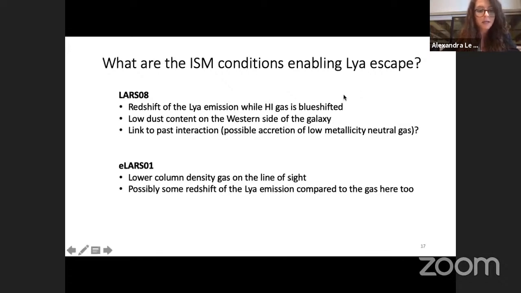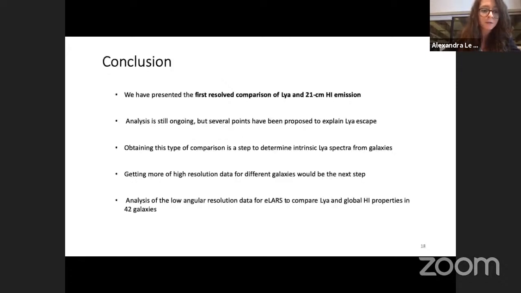Now for ELAS1, we seem to have lower column density gas on the line of sight and possibly some redshift of the Lyman-alpha emission compared to the gas seen where the Lyman-alpha is located on the moment map of the H1. And so to conclude, this is the first result comparison of Lyman-alpha and 21 centimeter H1 emission.